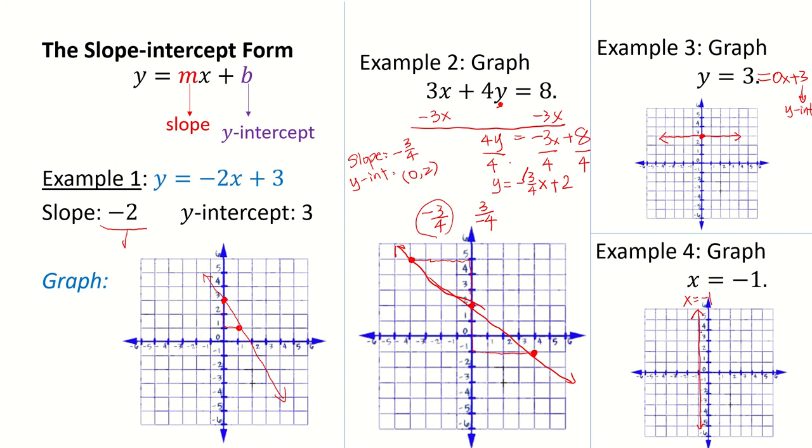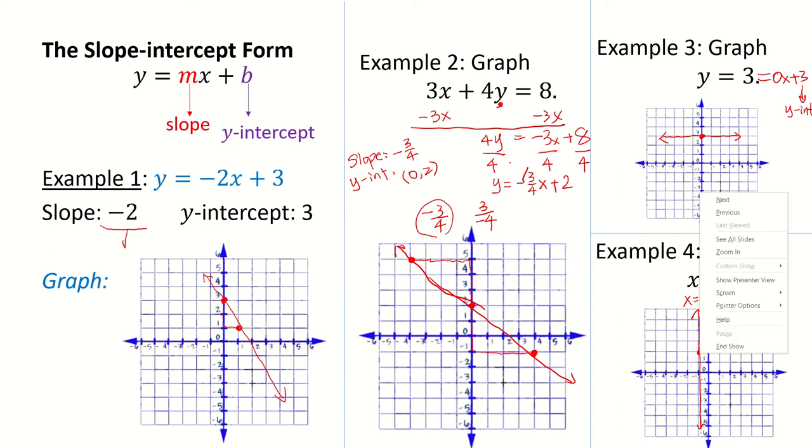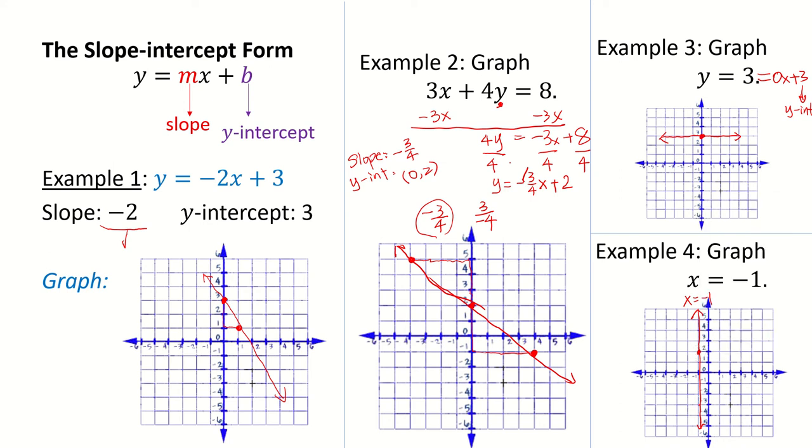So why is this line x equals -1? Any point on this line, if you check their x coordinate, is always -1. So for example, this point is (-1, 2), and this point is (-1, -3). So any point on this line has an x coordinate of -1.